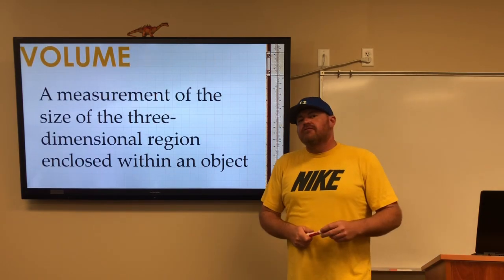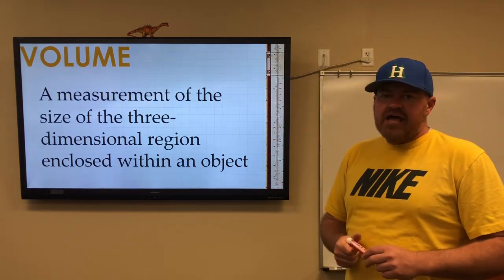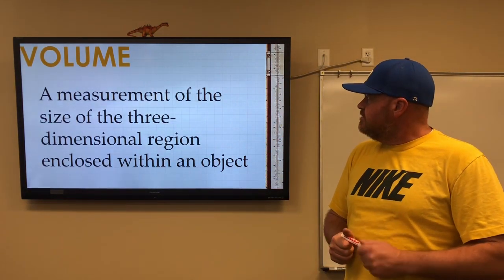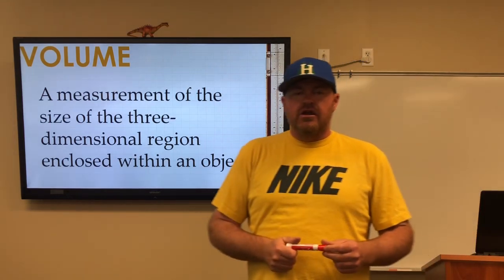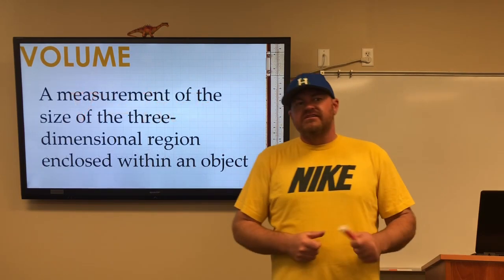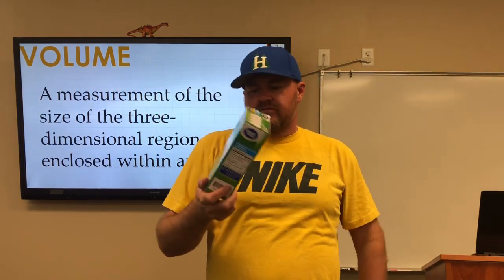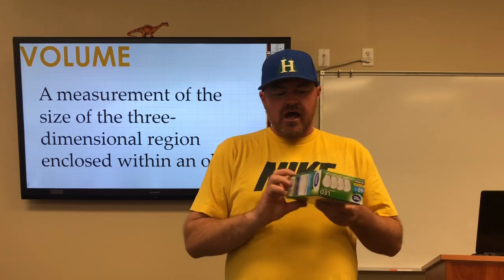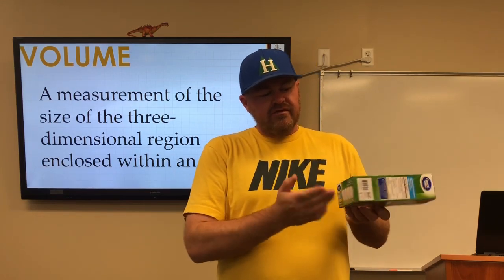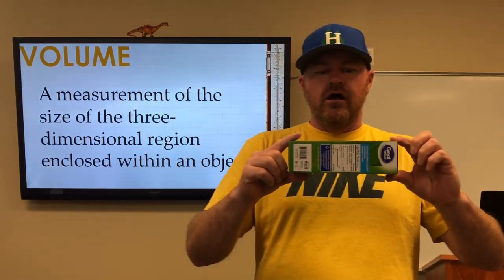The second vocabulary word I want you to have down is volume. Volume is a measurement of the size of the three-dimensional region enclosed within an object, okay? So basically, what that means is if I take this box, for example, I've got a box of light bulbs, right? You would agree with me that this is a three-dimensional object. It's got a width, it's got a height, it's got a depth, okay? So this is a three-dimensional rectangular prism is what we call it, okay?